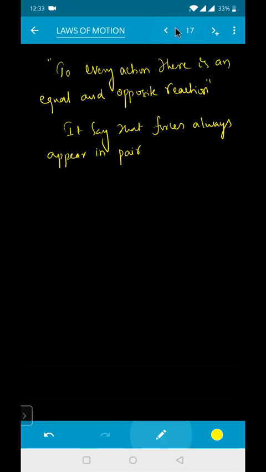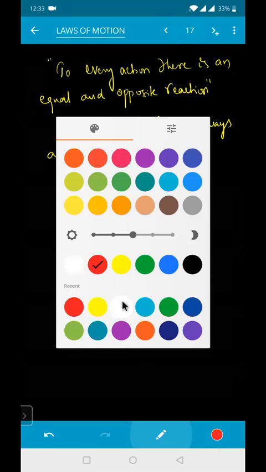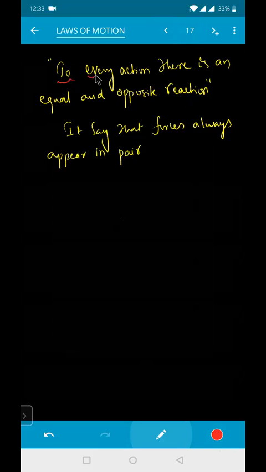So Newton's third law says that for every action there is an equal and opposite reaction, and they have equal magnitude, but they act on two different bodies. That is the reason the net force acting on any one of these bodies will never be equal to zero. Is it clear for everyone?